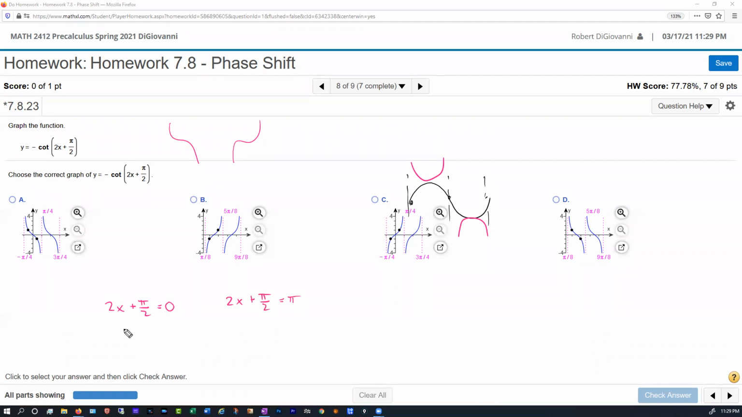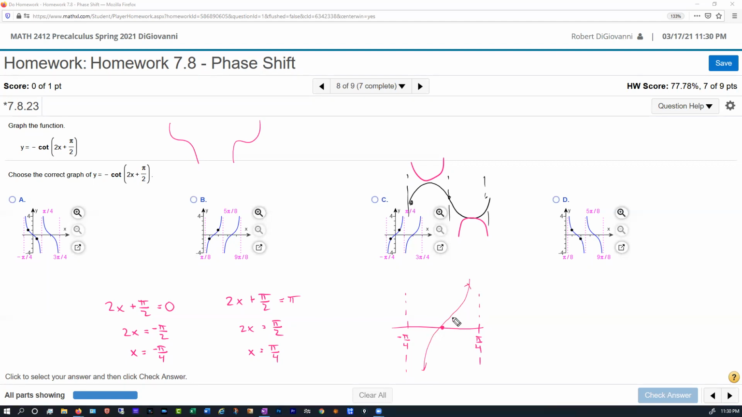Okay, if we move that over to the other side, you get 2x equals negative pi over 2, and then divide, you get negative pi over 4. And then here, when you take the pi over 2 and subtract it on the other side, you get pi over 2, and then divide by 2 again, x is pi over 4. Negative pi over 4, positive pi over 4. Those are our verticals. Here at 0, we have our x-intercept. And again, because it was a cotangent that's been flipped, it's going to look more like a tangent.